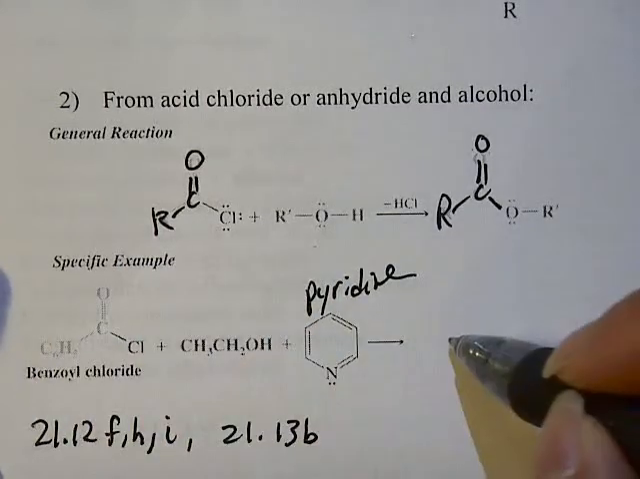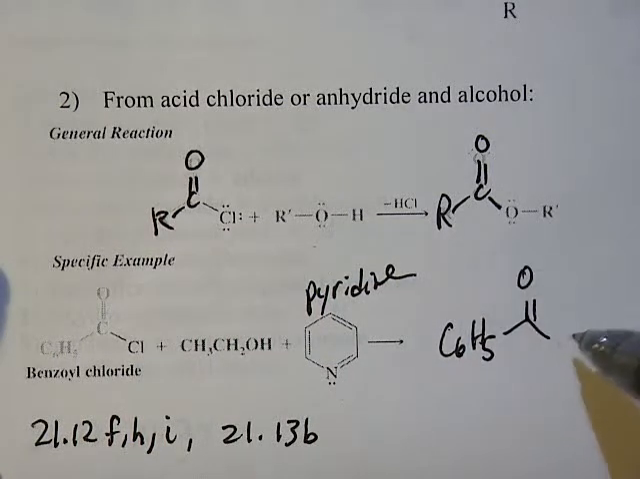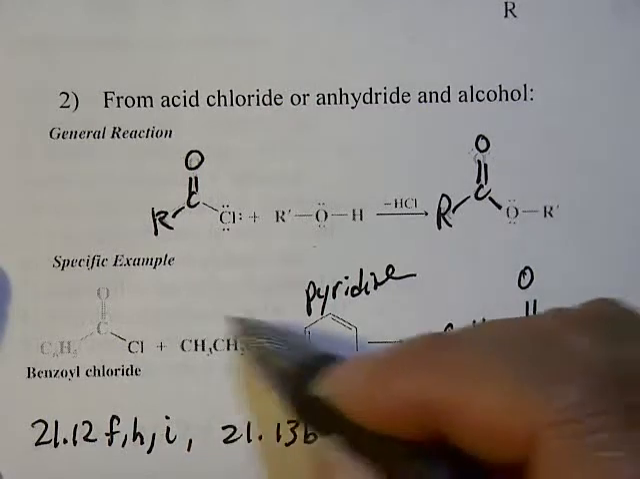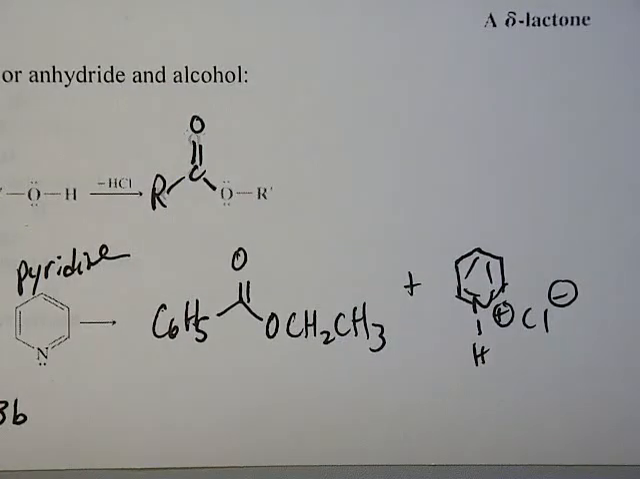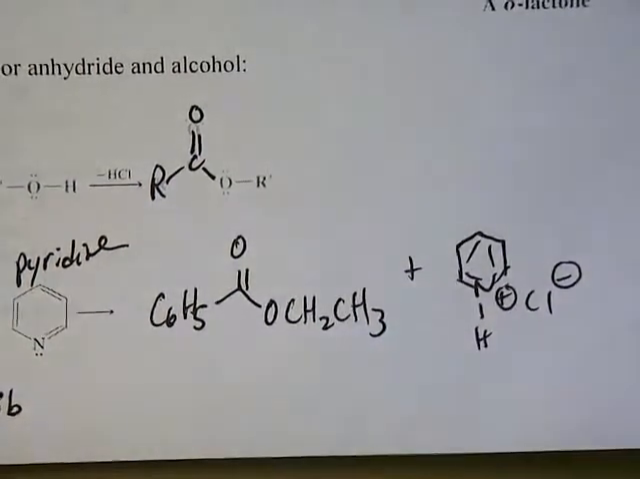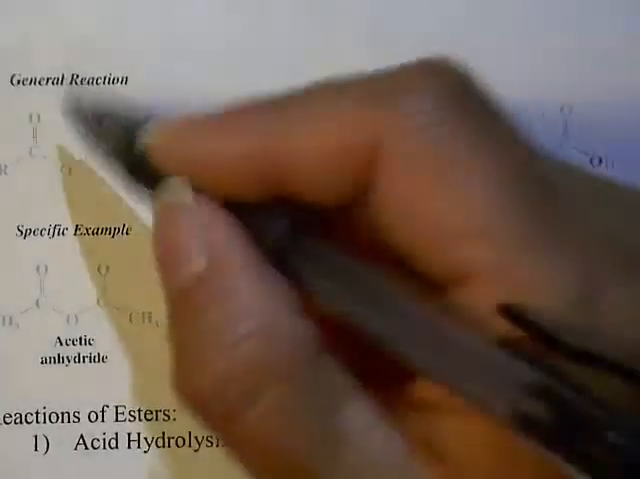And in this specific example, we have C6H5, which is the phenyl group, and the alcohol that is being reacted is ethanol, so you have an ethyl ester, and then the pyridinium chloride is produced as the byproduct. So you've seen this before, and that's one way to make esters. So that's from acid chloride, and then secondly is from anhydride.